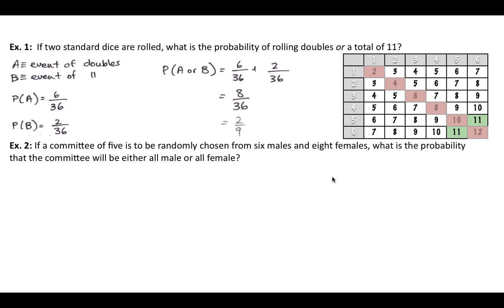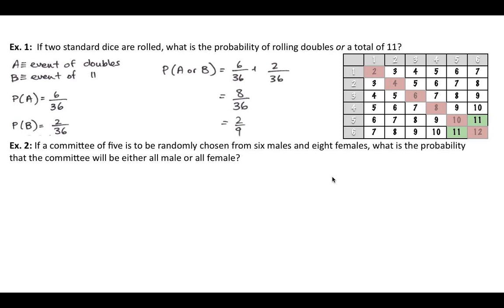Okay. So here we have a committee of 5 in example 2, and this committee of 5 is to be randomly chosen from 6 males and 8 females. So what's the probability that the committee will either be all male or all female? Okay. So we should say before we begin, of course, that out of these 6 males and 8 females, these are people who have identified as being either male or female. So we don't have to worry.